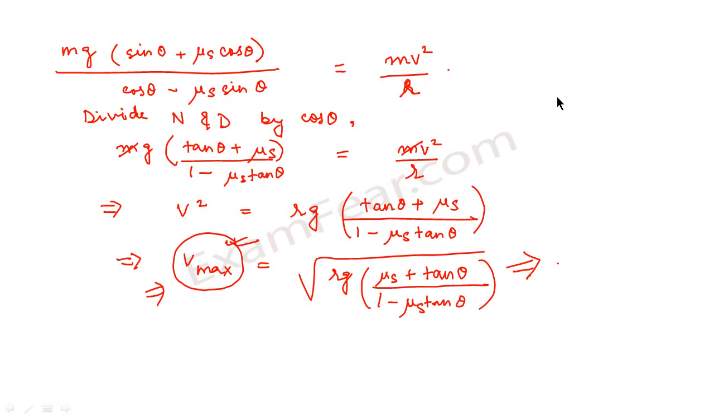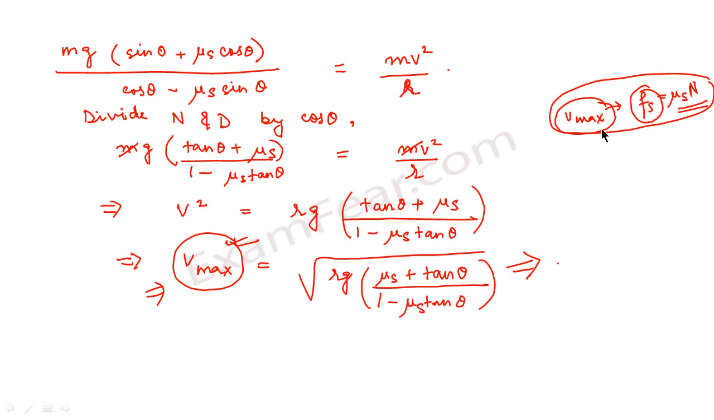Because if you go back to the previous slide and check the beginning of this calculation itself, you would see that we considered that when the velocity will be maximum, the value of static friction will be equal to mu s into N. So we started deriving this relation taking into consideration that the value of static friction is at its maximum value. So when the static friction is at its maximum, the velocity will also be maximum. That is how we get the value of maximum velocity to be this much.